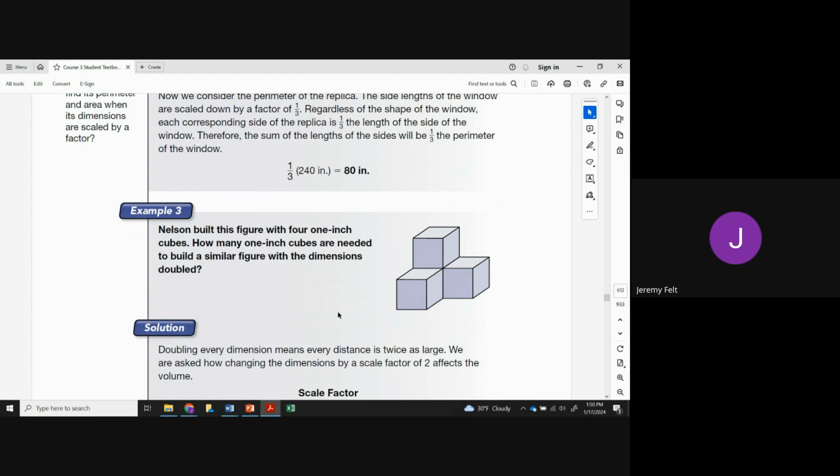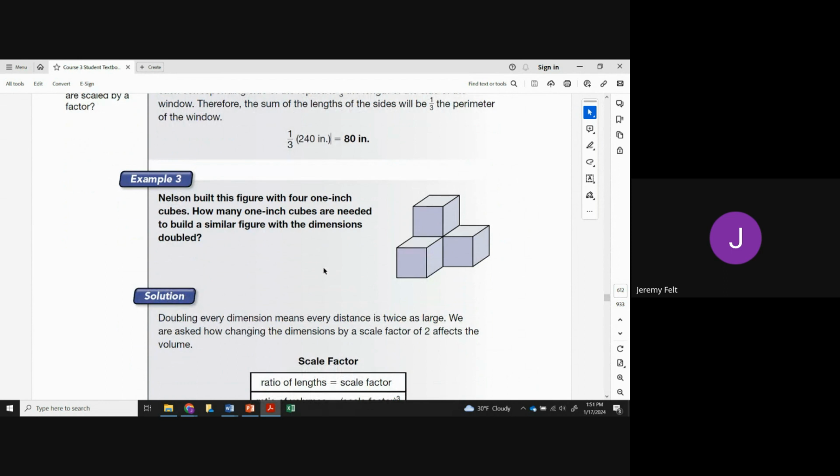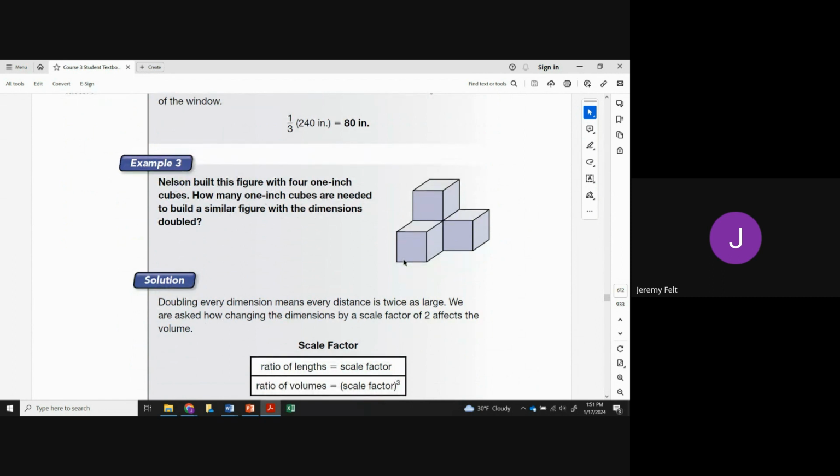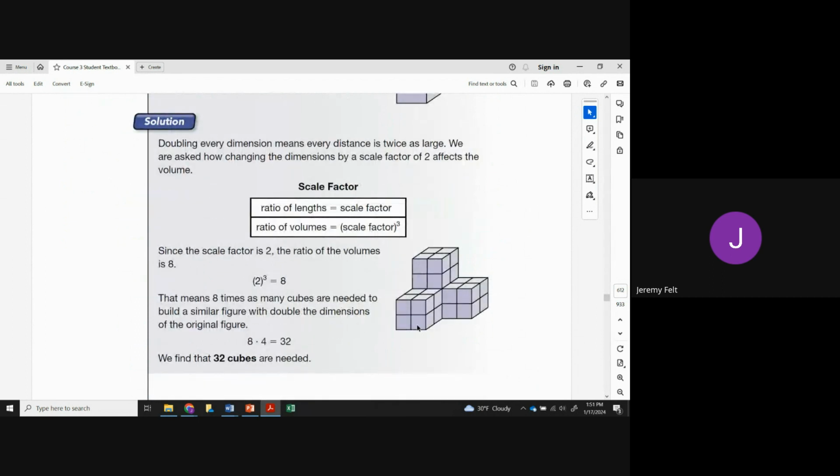So let's look at this one. We have 4 1-inch cubes. So 1, 2, 3, and then a fourth one underneath that we can't see. And we double the dimensions. So how many of these 1 by 1 by 1 cubes are we going to need? Well, the scale factor is 2, since we're doubling. So now instead of 1 by 1 by 1, we're going to have 2 by 2 by 2. So down here, we're going to now have 1, 2, 3, 4, 5, 6, 7, 8.